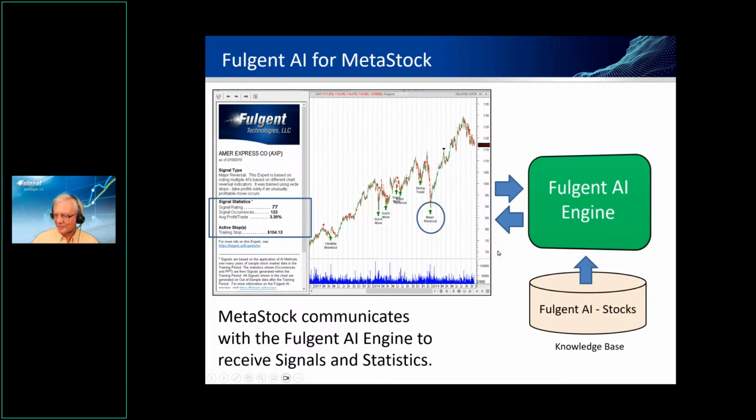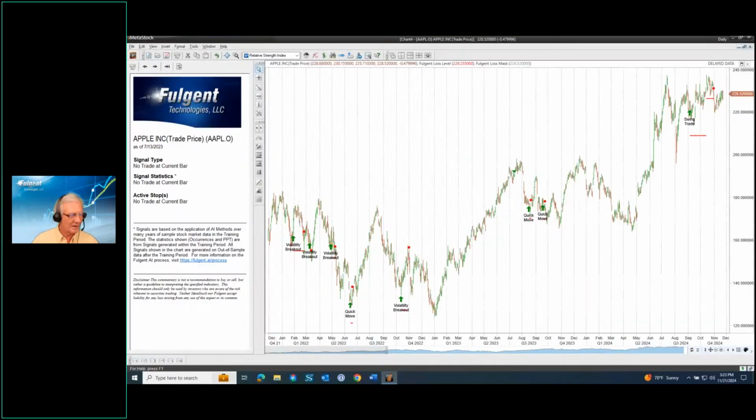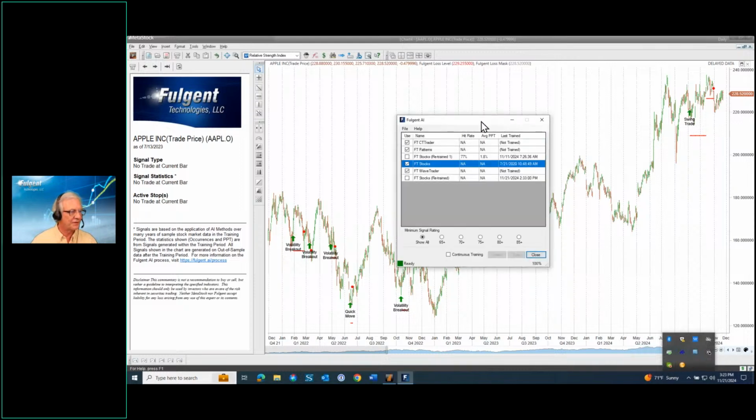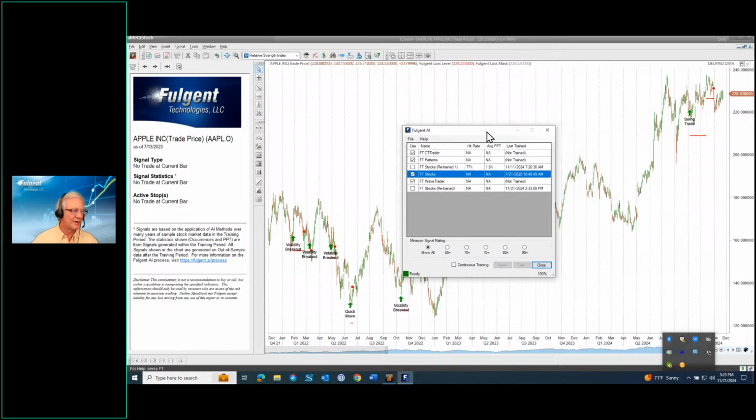Okay, so I think that's my cue to show you kind of what it is. So hang on here. All right, so here we are in Metastock. And since most of you have never seen our platform, let me just back up a little bit and show you kind of what it is. If I go in the system tray over here, what I'll see is this F, which stands for Fulgent AI. If I double click it, this is basically the thing that controls what's going on.